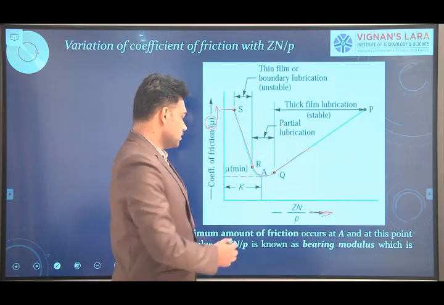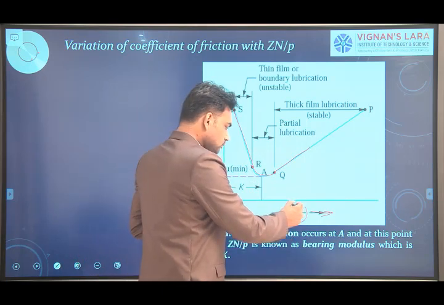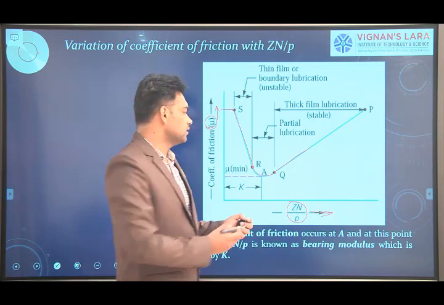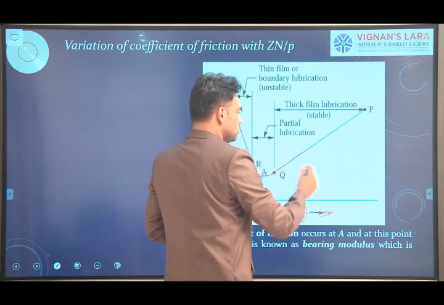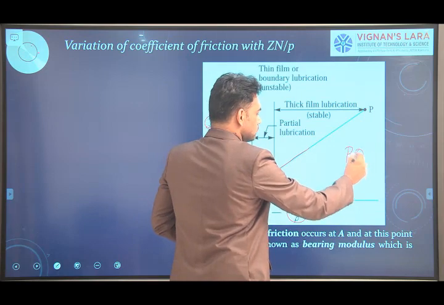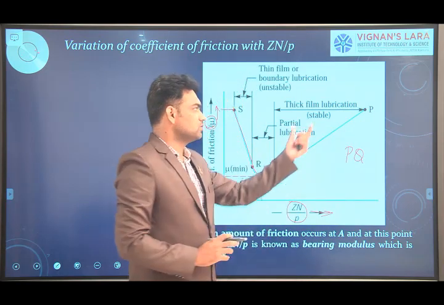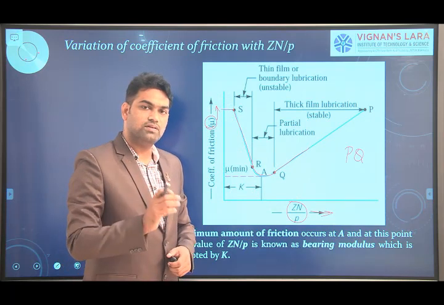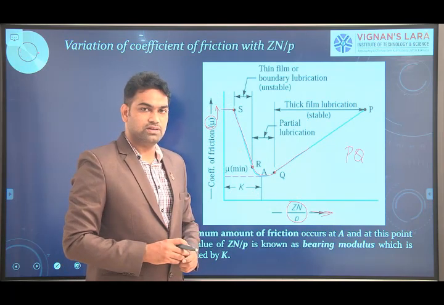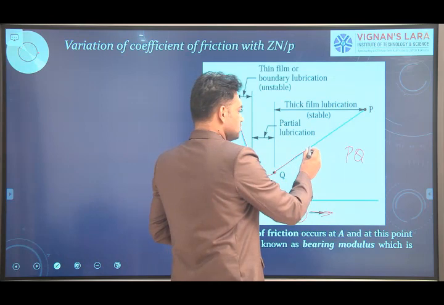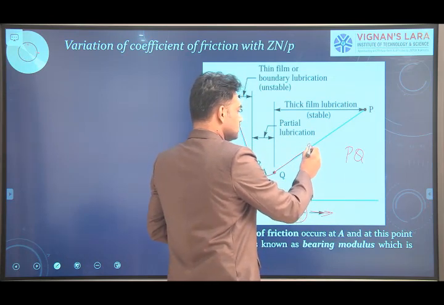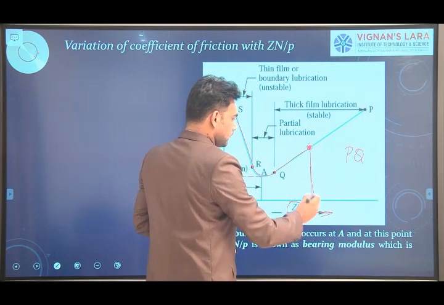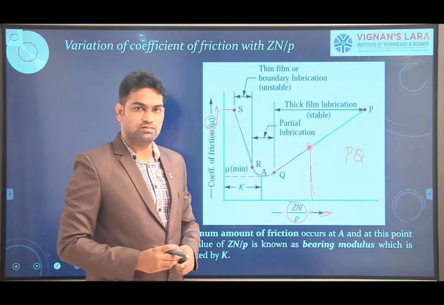In this case I can observe clearly that the bearing is operating at the point of stability. The desired operating region is only P to Q. Up to this region the bearing should operate in a stable thick film lubrication region. You can take a design point, a point of stability, on any region of the curve. Here I am taking this as a ZN by P value, so it is operating at a point of stability.